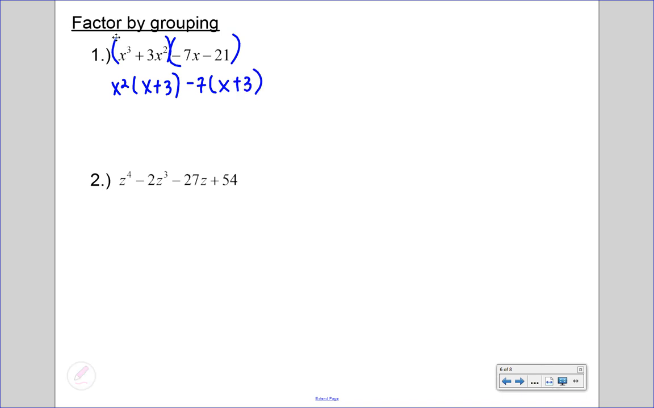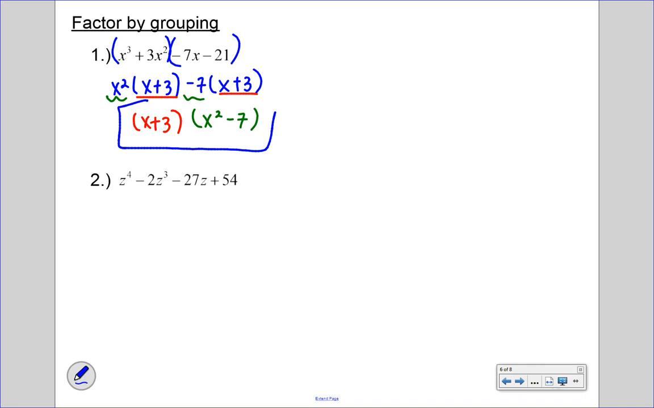If we have the same factor here and here, it's like a backwards distribution, and we can pull out the x plus 3 and multiply it by these two terms, x squared minus 7. So it's kind of a trick we can do with factor by grouping for that one. And that's our fully factored one right there. Now sometimes it's not always in the same order. I picked the first two and it didn't work, so I have to try some different things.